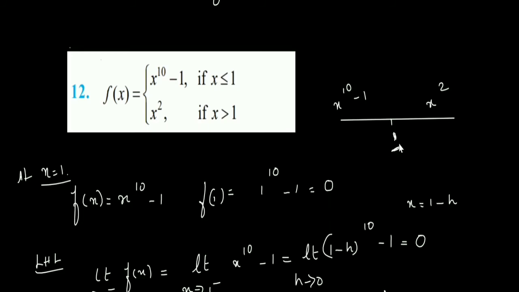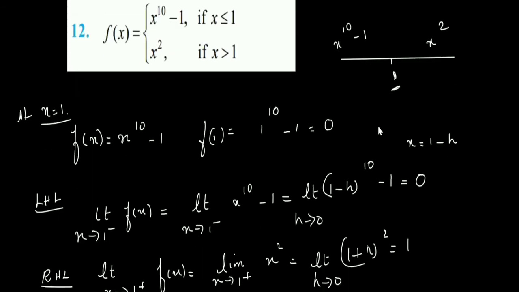So at 1 the function value is 0. Now let us check the left hand limit. Left of 1 the function is x power 10 minus 1, and x tends to 1 minus means left. So you replace x by 1 minus h: (1 minus h) the whole power 10 minus 1. Put h is 0, so 1 minus 1 is 0. So the left hand limit is equal to 0.